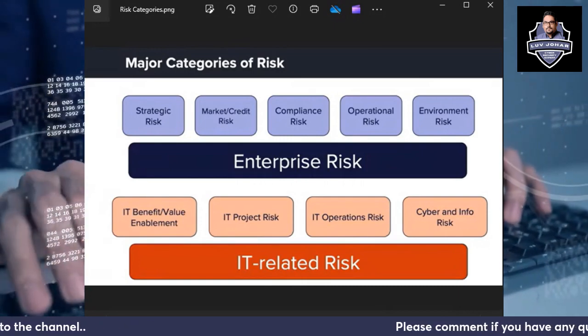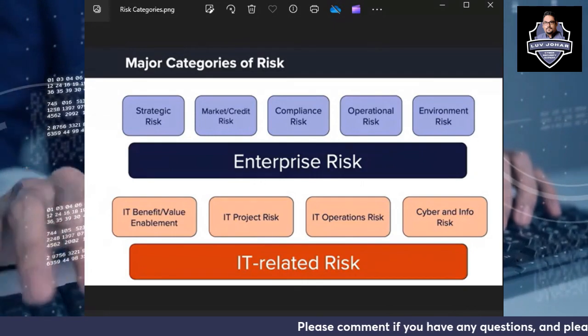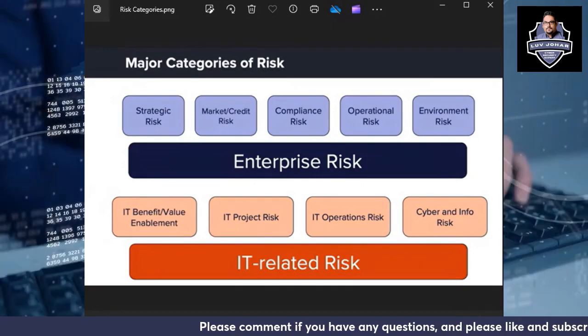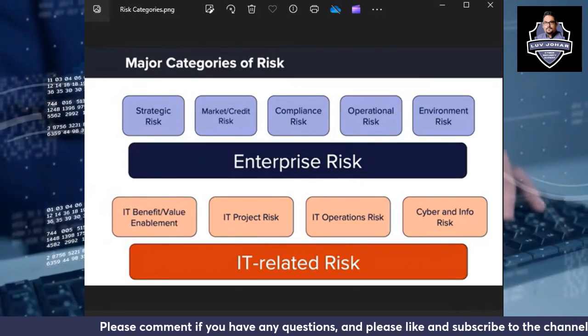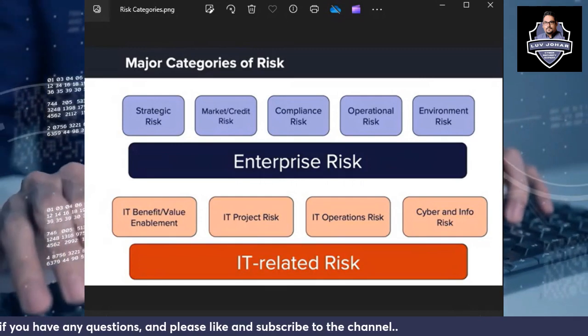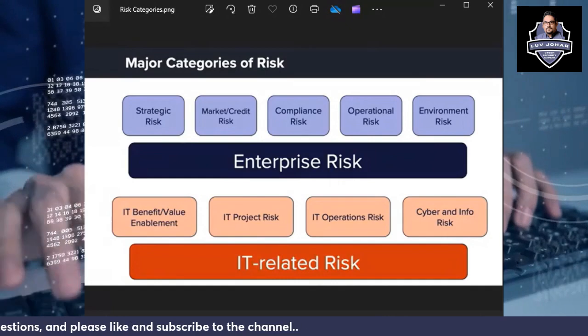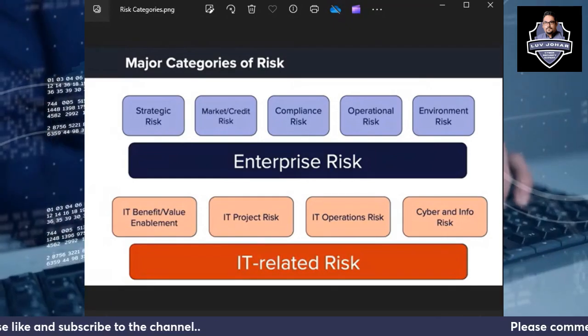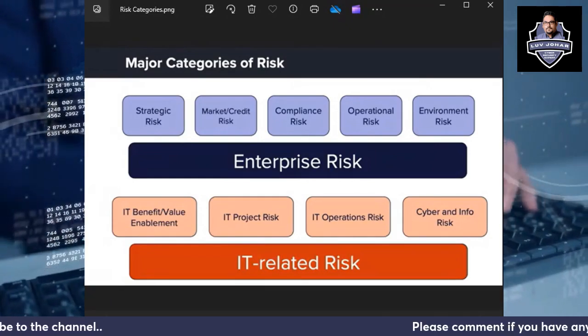After that, environmental risks. If any sort of environmental waste is being produced by the organization and the carbon footprint is very high, all those risks enter into environmental risks as well for an enterprise. These could vary from business to business, but it is very important to know what enterprise risks are.